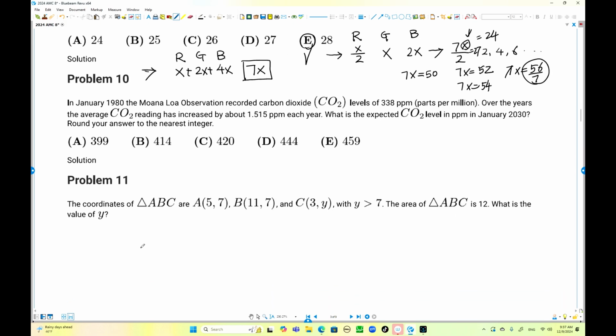The number 10. 1980, carbon dioxide, 338, 1980, okay?